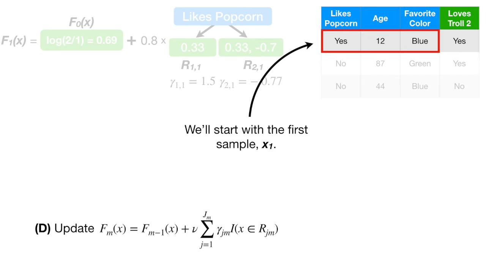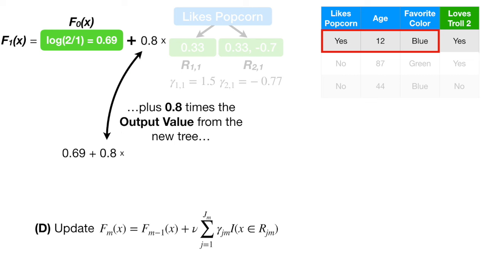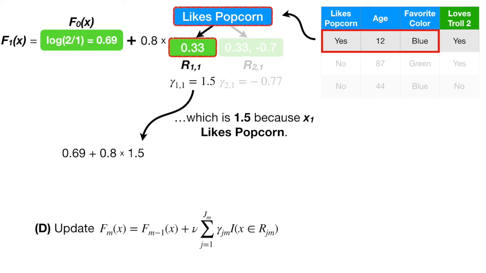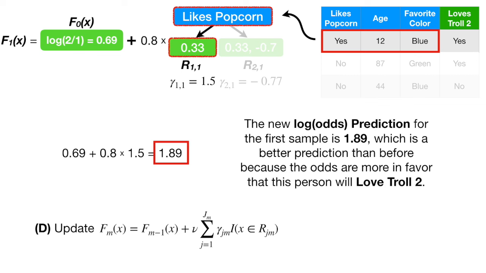We'll start with the first sample, x sub 1. The new prediction for x sub 1 starts with the last prediction, f sub 0 of x, which is 0.69, plus 0.8 times the output value from the new tree, which is 1.5 because x sub 1 likes popcorn. By the way, I love popcorn too. Now just do the math. The new log odds prediction for the first sample is 1.89, which is a better prediction than before because the odds are more in favor that this person will love Troll 2.